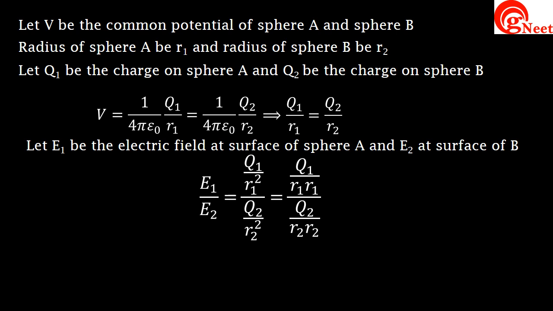We have already proved that Q1 upon R1 is equal to Q2 upon R2. Therefore, E1 upon E2 is equal to R2 upon R1. On substituting the values of R2 and R1, we get the ratio of E1 upon E2 as 2:1. Therefore, option C is correct.